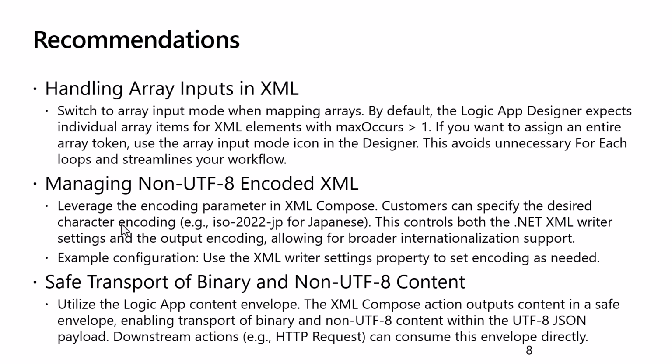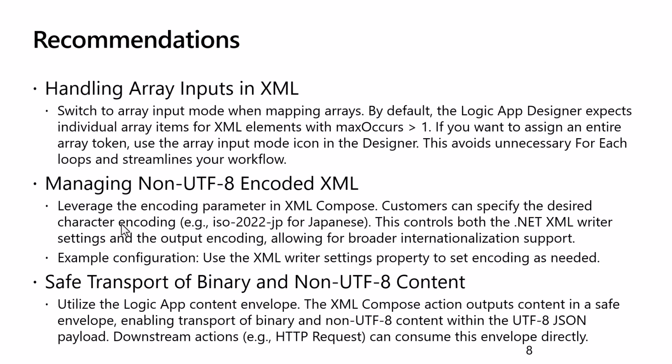Managing non-UTF-8 encoded XML, we advise you to leverage the encoding parameter in the XML Compose. There is an encoding parameter that you can customize. Customers can specify the desired character encoding, for instance, ISO 2022 JP for Japanese. This controls both the .NET XML writer settings and the output encoding, allowing for broader internationalization support. Example configuration, use the XML writer settings property to set encoding as needed.